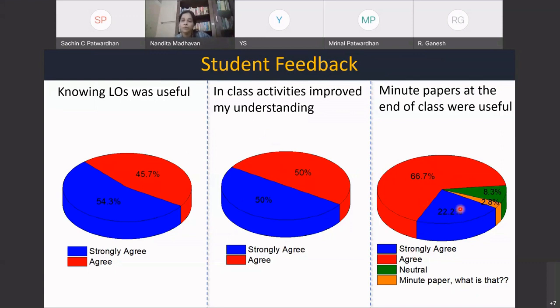So there is a small portion of strongly agree, large portion of agree, and then neutral. And there are some people who did not even realize that something like this was going on in class. So that will tell you that it's not perfect always, right? You have people who are not paying attention.